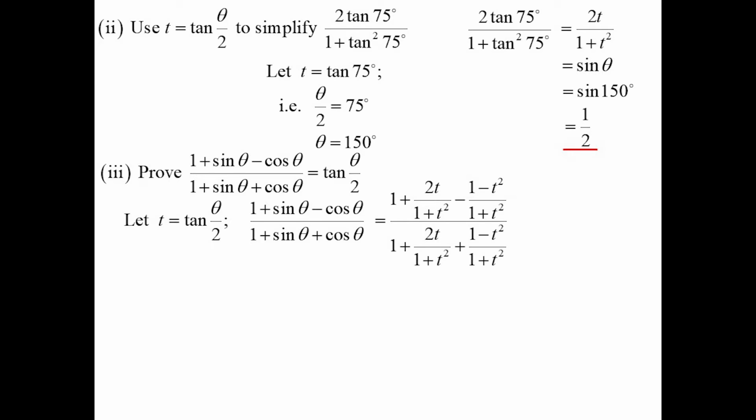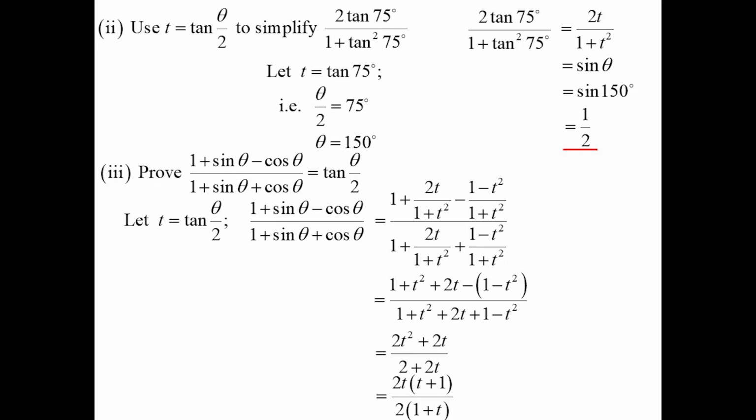So 1 plus 2t on 1 plus t squared, minus 1 minus t squared on 1 plus t squared, over 1 plus 2t on 1 plus t squared, plus 1 minus t squared on 1 plus t squared. It looks awful, but again, notice the denominator is the same in everything there. So we'll just multiply everything by 1 plus t squared, and we just have to tidy up our algebraic fraction. I get 2t squared plus 2t on 2 plus 2t, factorise and cancel, and we get t, but remember we said t is tan theta on 2. So yes indeed, this trig fraction does simplify down to be just tan theta on 2.